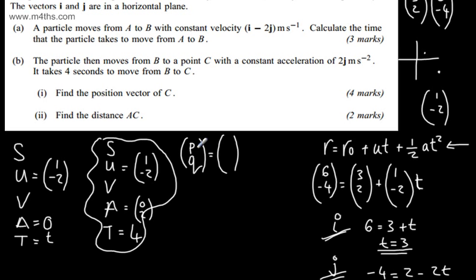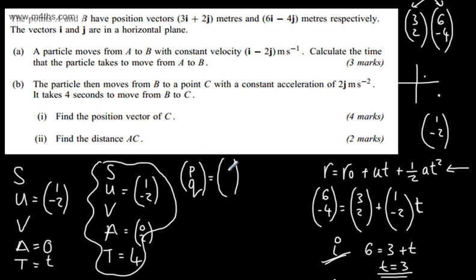P is the I component, Q is the J component. So we started at (6, -4). We're going to add to this now ut, which is (1, -2) multiplied by 4, plus 1/2 at squared. And I'm just going to squeeze this in as I'm running out of a bit of space. So this is this part right here.